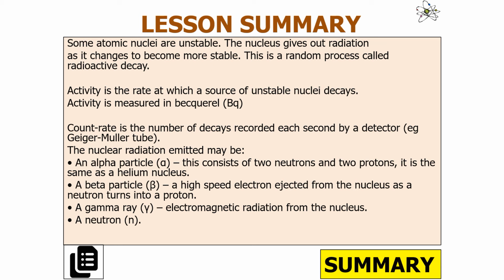Some atomic nuclei are unstable. The nucleus gives out radiation as it changes to become more stable. This is a random process called radioactive decay. An activity is the rate at which a source of unstable nuclei decays when it's measured in becquerels. Now, the count rate is the number of decays recorded each second by a detector, such as a Geiger-Müller tube, and the nuclear radiation may be emitted as an alpha particle, 2 neutrons and 2 protons, which is the same as a helium nucleus. A beta particle, a high-speed electron ejected from a nucleus as a neutron turns into a proton. A gamma ray, which is electromagnetic radiation from the nucleus, or a neutron.